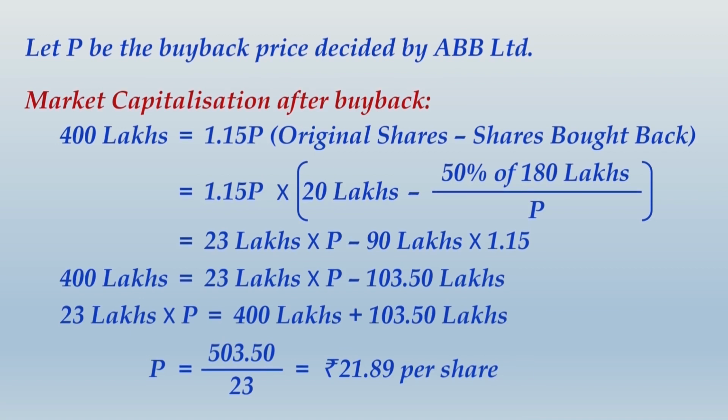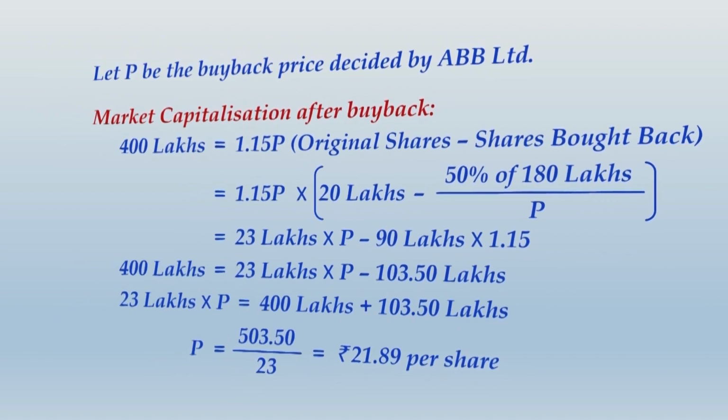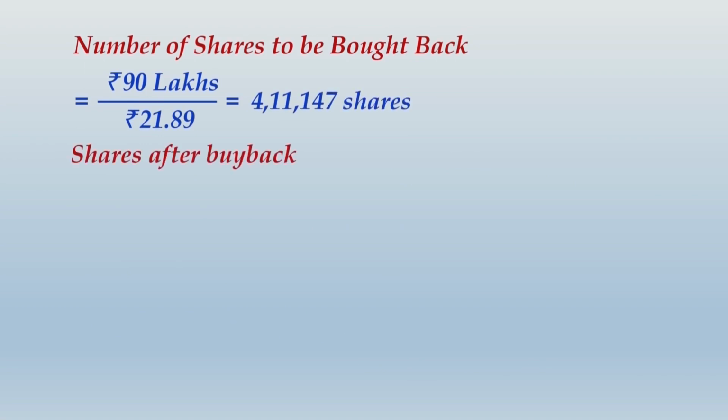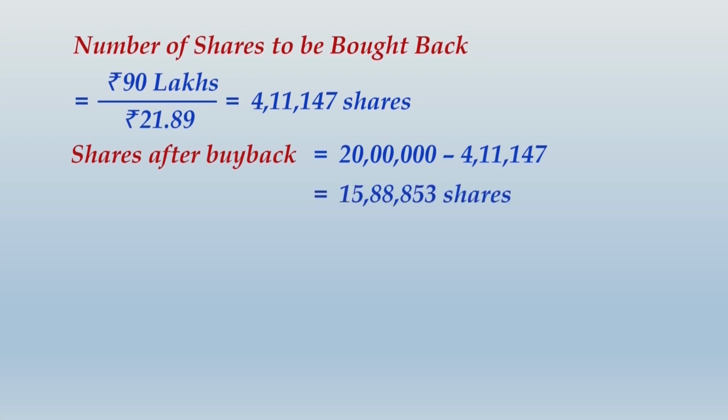Alright friends, once you have completed writing this whole thing, let me take you ahead and show the remaining part of the solution. So the number of shares to be bought back will be rupees 90 lakhs divided by the buyback price, and that will give you 4,11,147 shares. So the number of shares after the buyback will be 20 lakh shares minus the number of shares bought back, that is 20 lakhs minus 4,11,147, which will give you 15,88,853 shares.